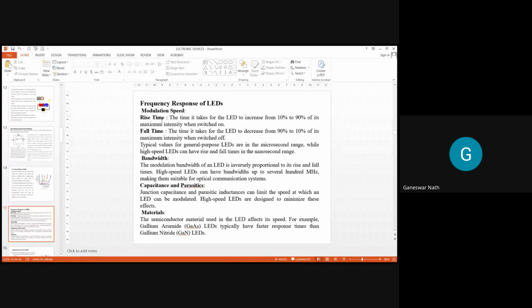Okay, and fall time is what? It is the time taken by the LED to decrease its intensity from 90 to 10% of its maximum intensity when switched off. Okay, so this is rise and fall time. And the typical values for general purpose LEDs are in the microsecond range, while high speed LEDs can have rise or fall times in the nanosecond range. Okay.